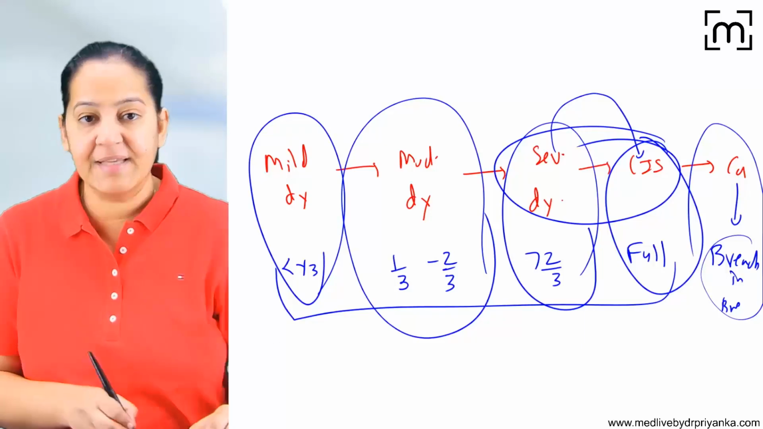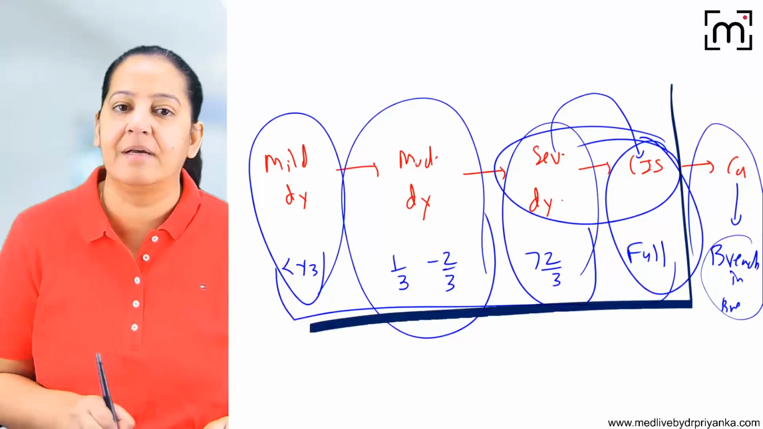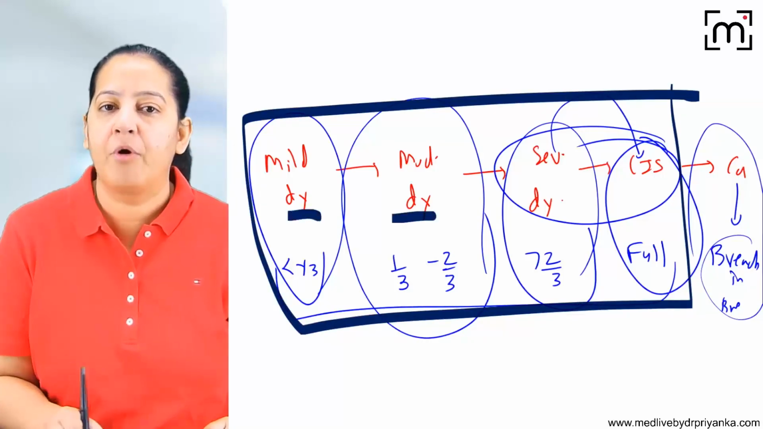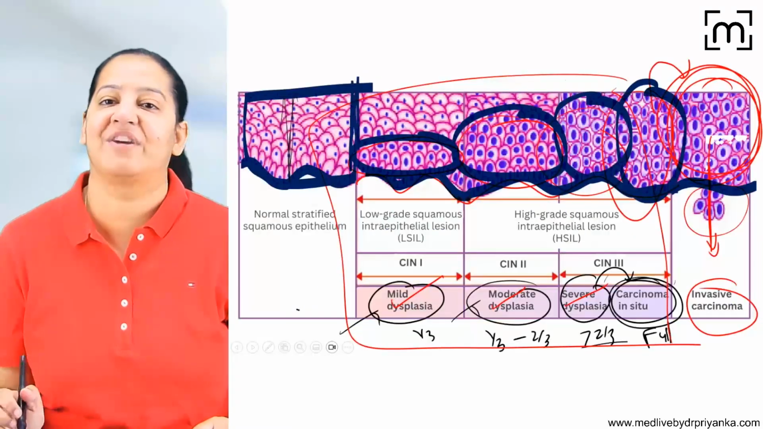So the precancer lesions. Currently my topic is not carcinoma. My topic is precancer. So these are the precancers: mild, moderate, severe dysplasia. And severe dysplasia only is carcinoma in situ. That is the first classification I'm telling you.